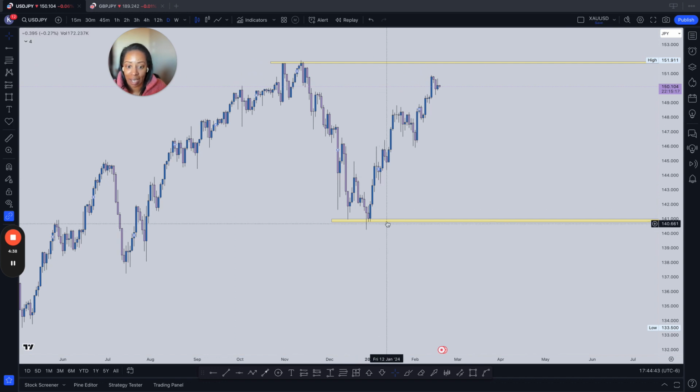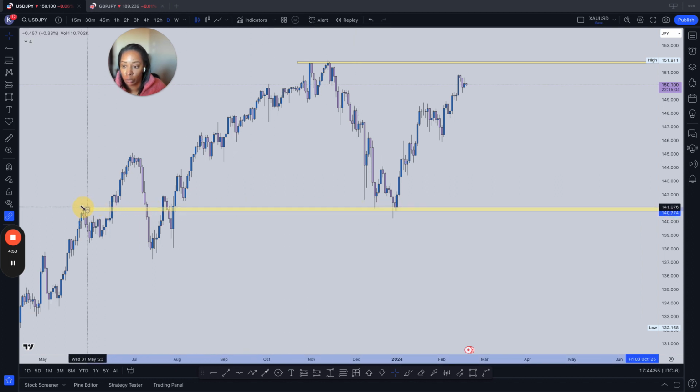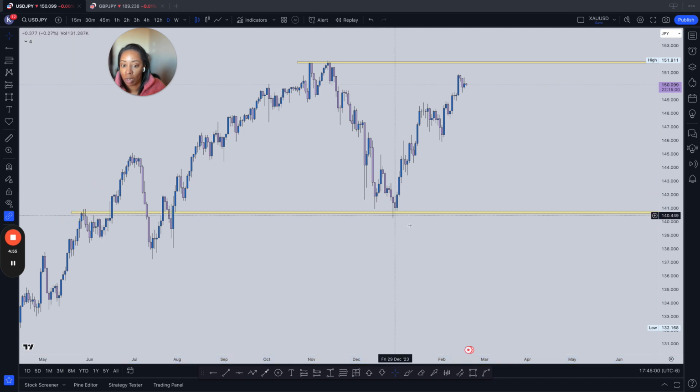So I really like this high and low. I really like the placement of this. And then I'm looking left. As I look at this 140 level, I can drag this all the way across, because what I'm looking for is a low with a previous high.